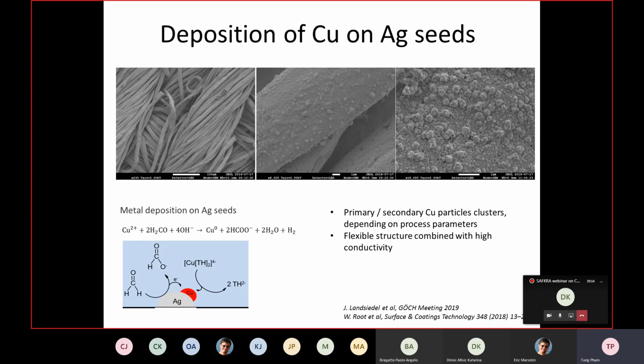We have also been working on developing new techniques to deposit copper on zebra seeds, but I will skip this slide for the sake of time, just to explain that we try to replace the use of silver by copper for economic reasons, because copper is a cheaper material compared to silver, showing a very similar effect on antibacterial resistance.